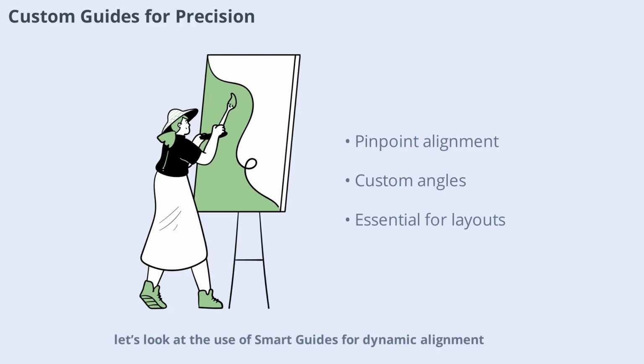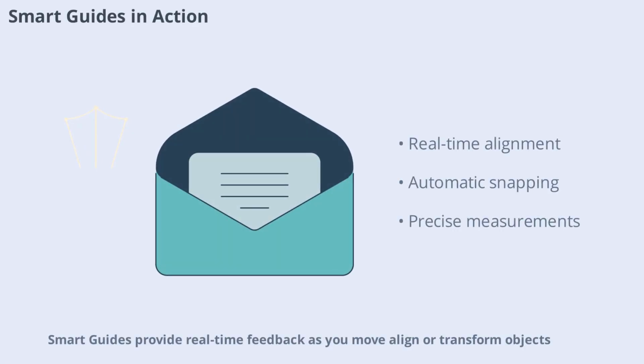Next, let's look at the use of smart guides for dynamic alignment. Smart guides provide real-time feedback as you move, align, or transform objects. They automatically snap elements into place, display measurements, and highlight alignment with other objects. This feature speeds up your workflow and ensures precision without manual adjustments. Smart guides are perfect for UI design, iconography, and any project requiring pixel-perfect placement. Once you get used to smart guides, you'll wonder how you managed without them.